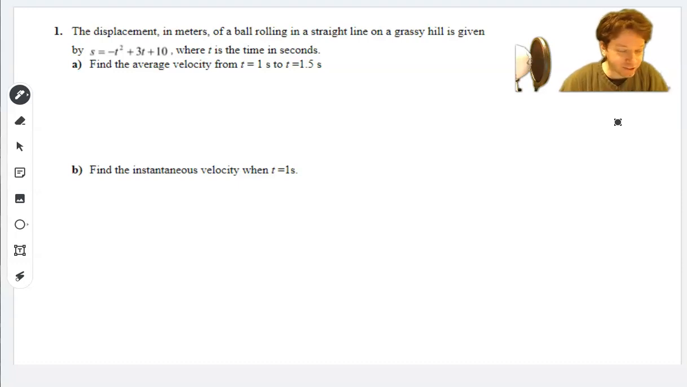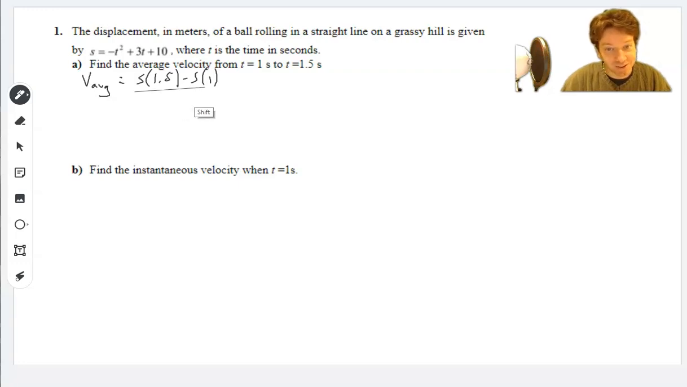To find the average velocity, we're just looking for that slope. So we can write the average velocity as just y2 minus y1, which in this case would be the function s at 1.5 minus the function s at 1 all over, again, x2 minus x1, which would just be 1.5 minus 1. So that's all you need to do for this one.